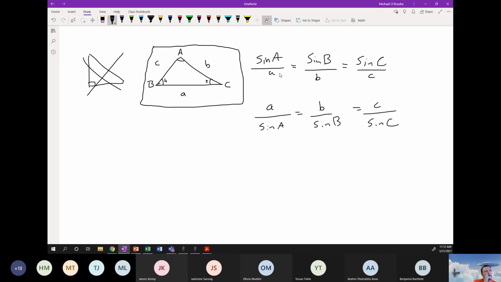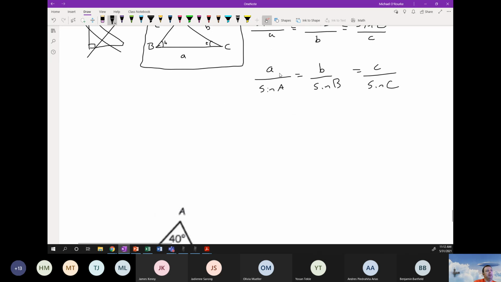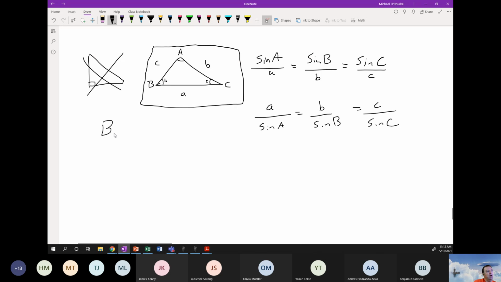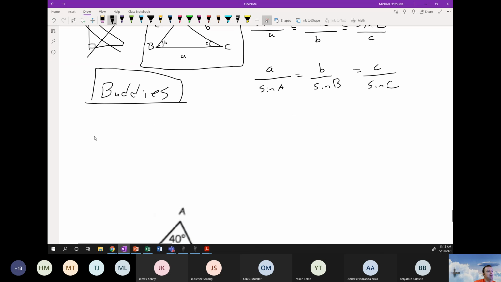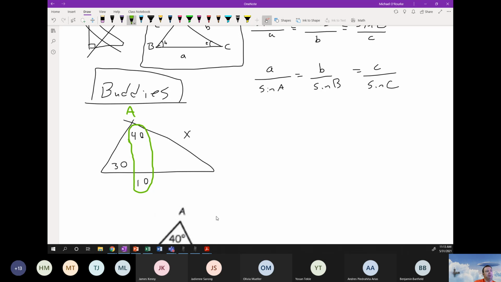So let's start off here with introducing buddies. I say sine law is all about buddies. I know when I want to use sine law is when I have a buddy. What a buddy means is, let's say I have 40, I have 10 over here, I have 30, I have X over here. A buddy is where I have an angle and a side that pair up. So we could name this one A for lack of a better term, and we name this one B. If you look here, we have two sets of buddies with one thing missing.